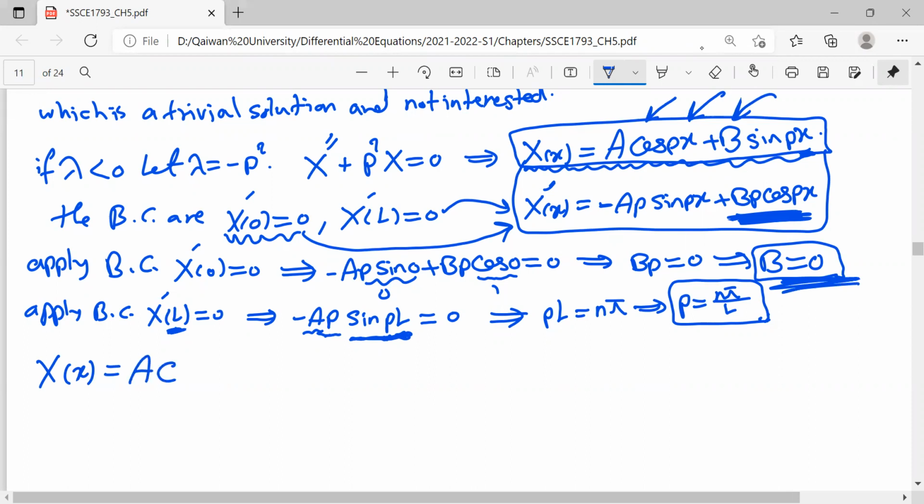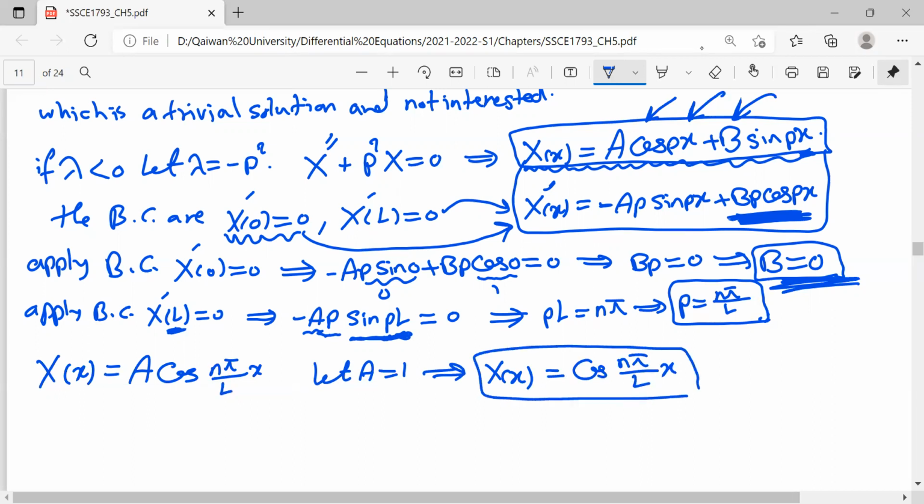A cosine n pi over L x. And we let A to be 1, so X of x is easy to take as the solution. That's why we replaced it by 1. A is a constant, could be any value except 0. Okay, and we let it be 1. It's easy. X of x is cosine n pi over L x. This is the solution for x.